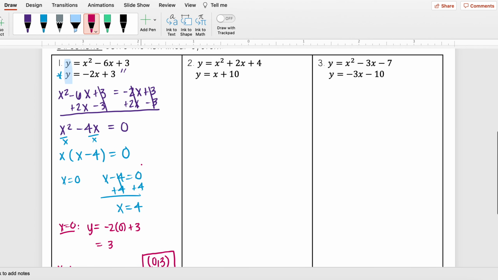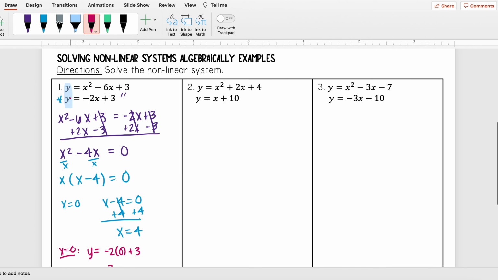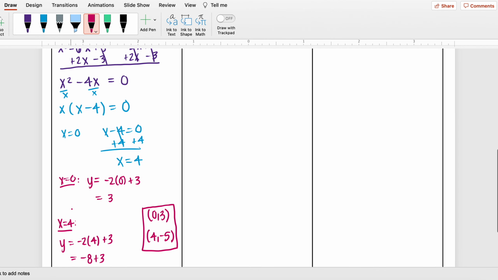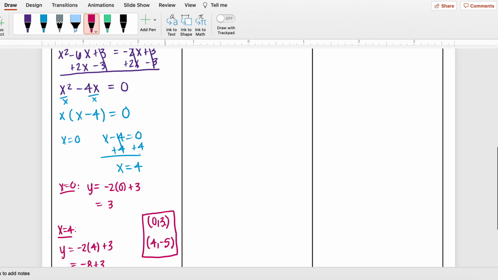So to summarize, to do this, you're going to set them equal to each other if they're both equal to y. Solve it just like we would when we're solving quadratics using any method you choose. And then you have to plug those back in to find your y value.